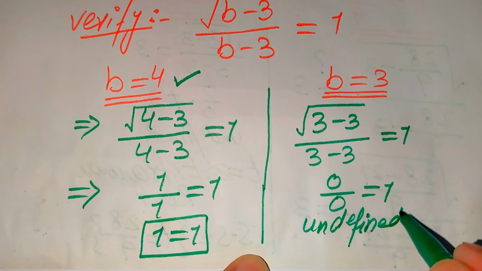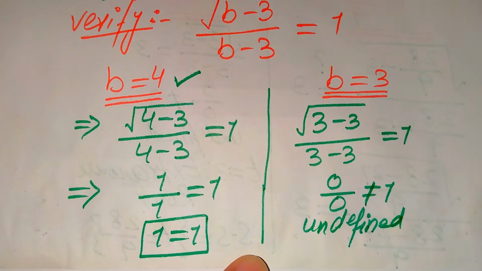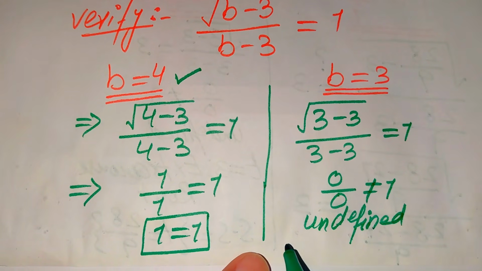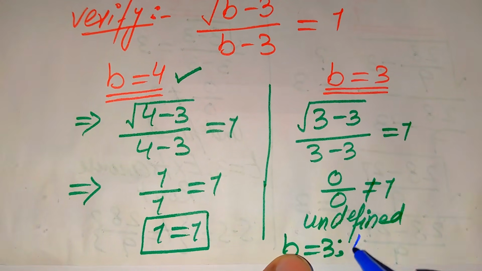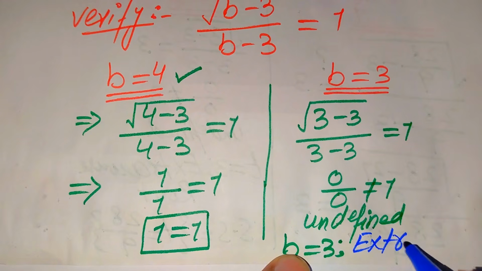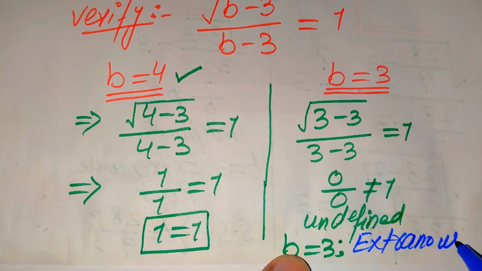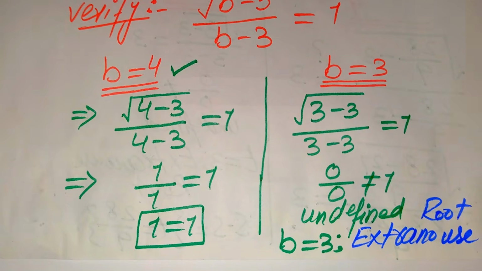if our left hand side is undefined, this means that both of the sides are not equal. And if both of the sides are not equal, this concludes that the value b equals 3 does not satisfy our given question statement, and we call b equals 3 the extraneous root of the given equation. Okay, so this is the extraneous root because it does not satisfy our given question statement.